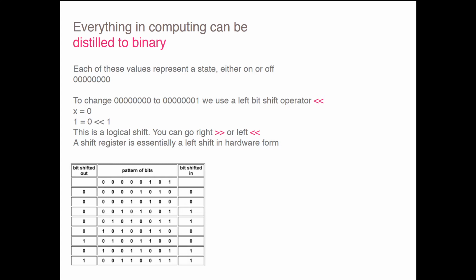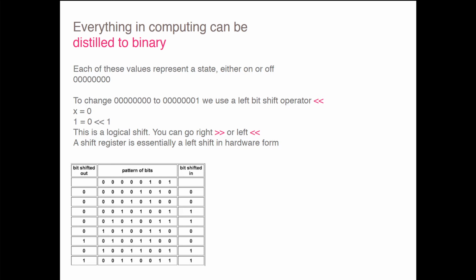In this case, if you start counting at 1 from the logical right to left, the 8th bit there would be the one that gets shifted in. This is a logical shift. You can go either right or left, so you can come in from the front of the 8-bit number or the back. And the shift register is essentially a left shift in hardware form.